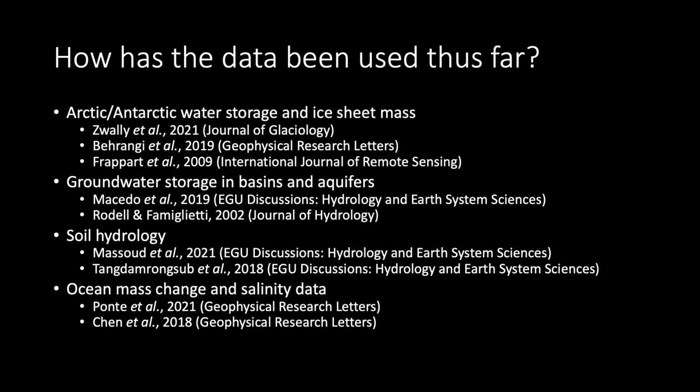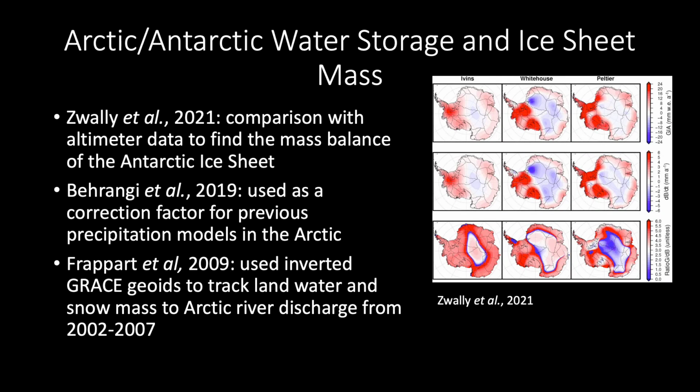We have 3 papers concerning Arctic and Antarctic water storage and ice sheet mass. There are 2 papers concerning groundwater storage in basins and aquifers, 2 papers concerning soil hydrology, and 2 more papers concerning ocean mass change and ocean salinity data. So first of all, we have Arctic and Antarctic water storage and ice sheet mass.